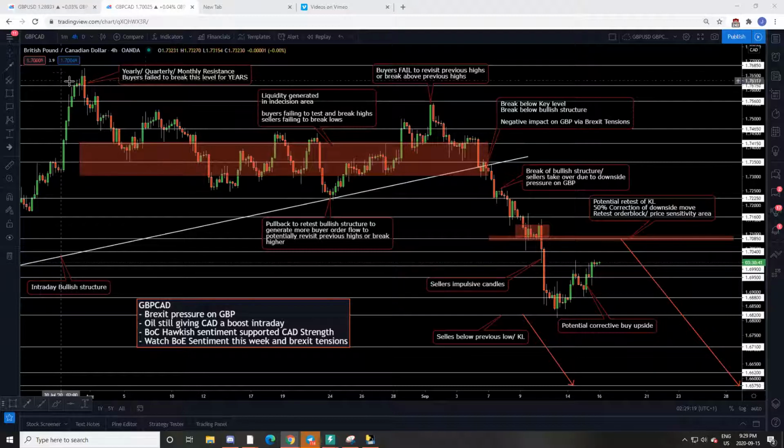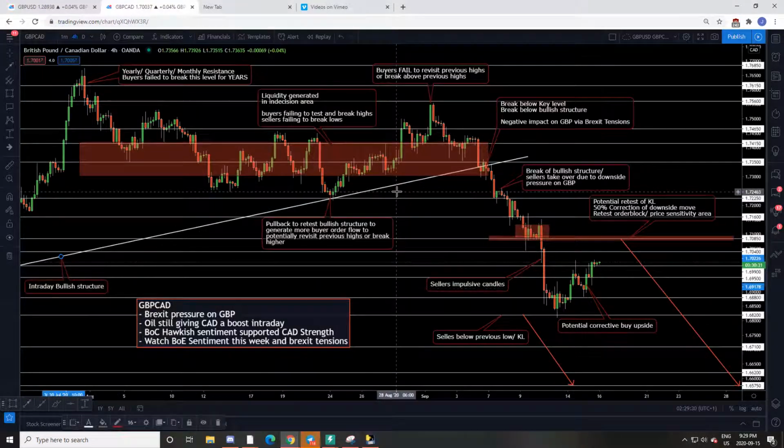And what I can see is that first, at this yearly, quarterly, and monthly resistance, buyers failed to break this level for years. We were still holding intraday bullish market structure. Liquidity was being generated in this indecision area, or a technical range, you can call it, where you're having fundamental indecision at that time and price at a very key higher time frame decision point. And technically, we observe that as buyers failing to break highs, sellers failing to break lows, etc.